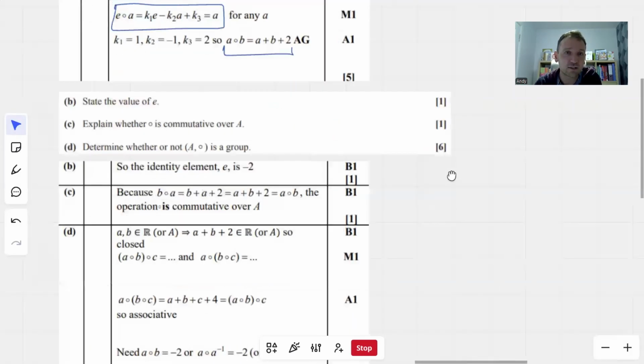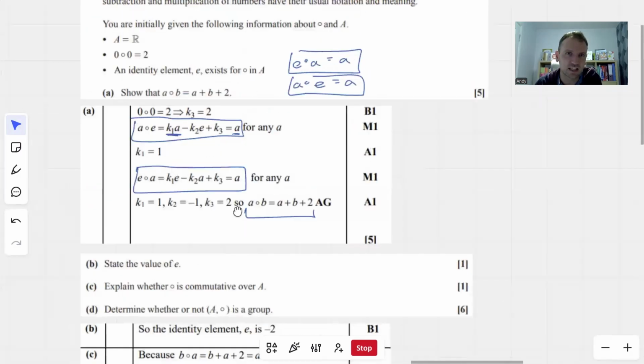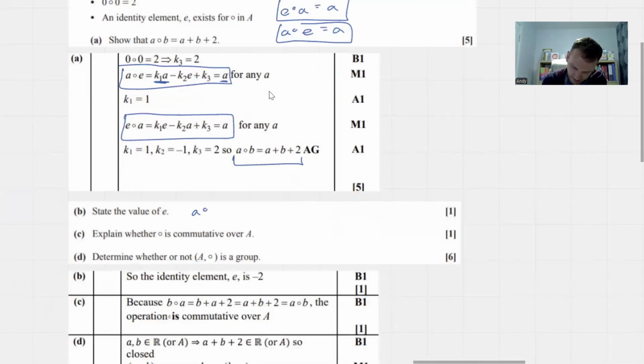So scrolling down here, trying to find the identity, the mark scheme here just says it because it does say state. It should be nice for us. Well, the identity, we know now that we want A composed with E is equal to A. So if we do that using A plus B subtract 2 is equal to A, then we're just going to end up with B subtract 2 equals 0. Sorry, B plus 2 equals 0, so B is equal to negative 2.